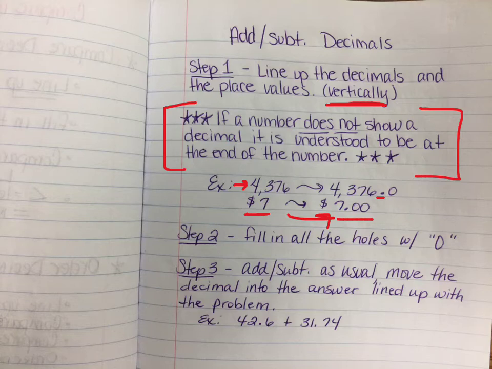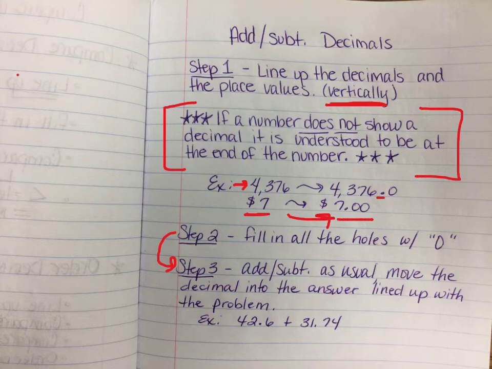Step 2, fill in all the holes with zeros. Once you fill in all the holes with zeros, you can move on to step 3, which is add and subtract as usual. Move the decimal into the answer lined up with the problem.